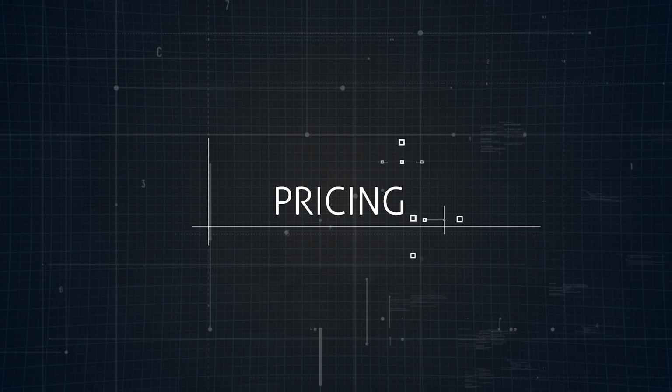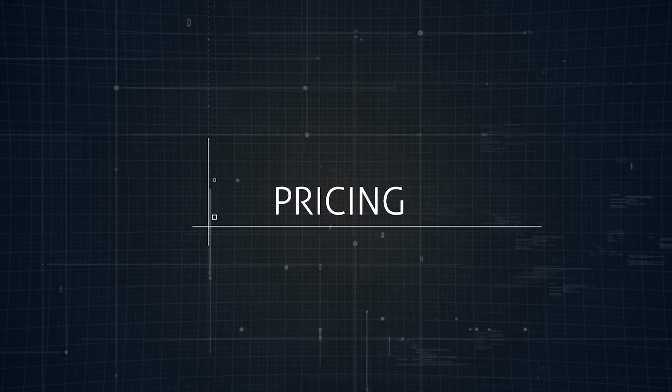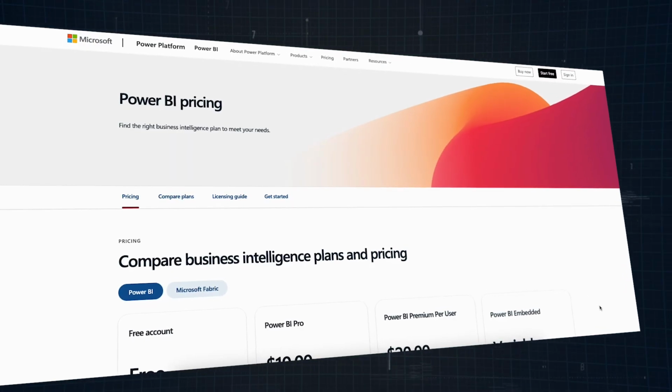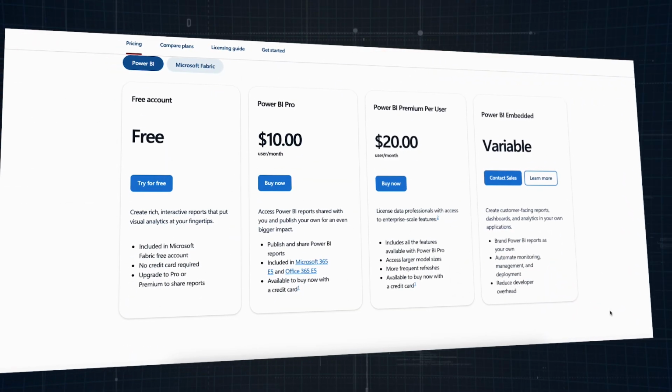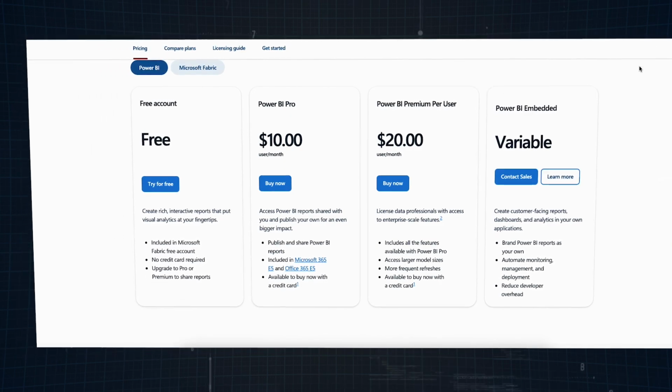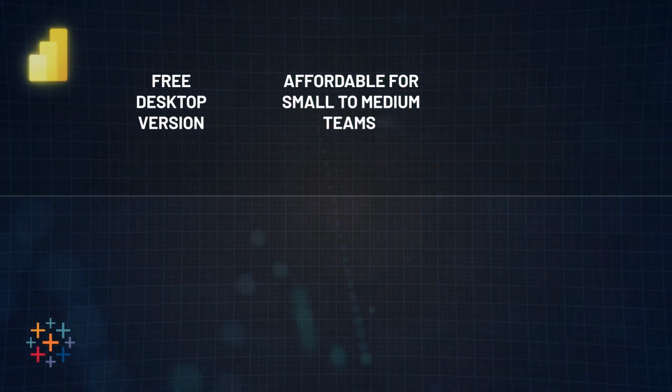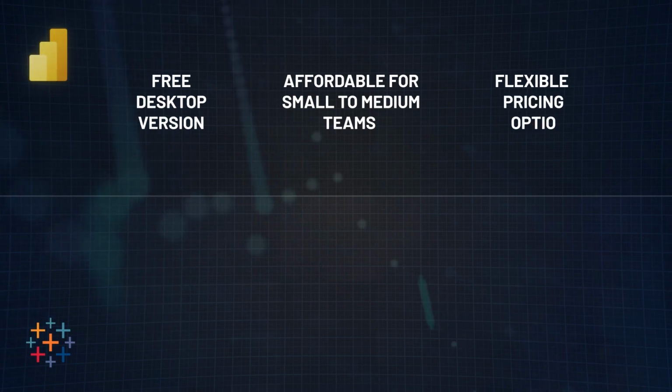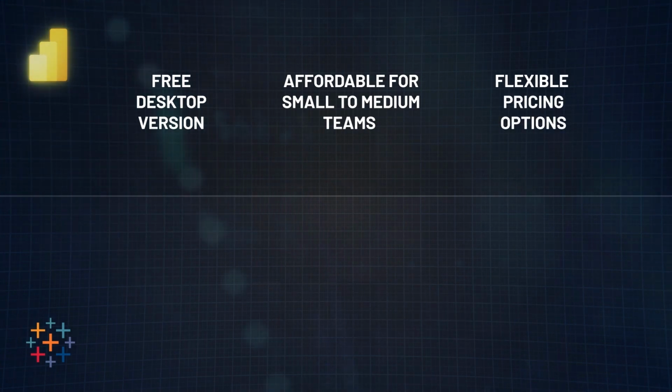Let's face it, pricing is a big factor when choosing a tool, especially if you're running a small business or a team with a limited budget. When it comes to pricing, Power BI offers flexibility and affordability. Power BI Desktop is free, making it ideal for individual users, while Power BI Pro costs $10 per user per month, giving small to medium-sized teams the ability to collaborate and share reports across the organization. For larger teams, Power BI Premium provides dedicated cloud resources and advanced capabilities with pricing starting at $20 per month per user.